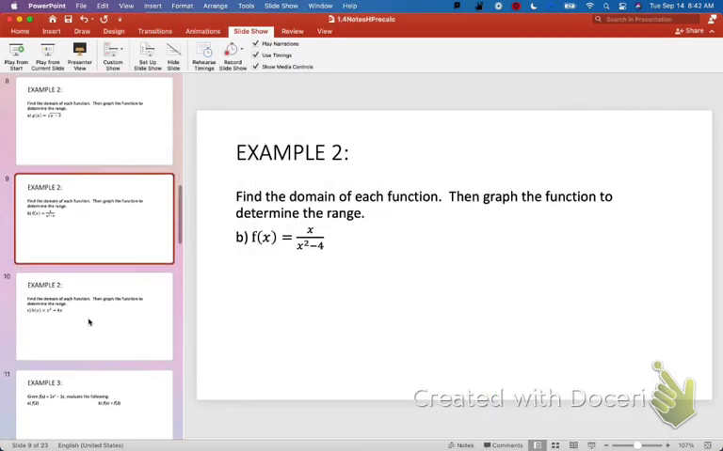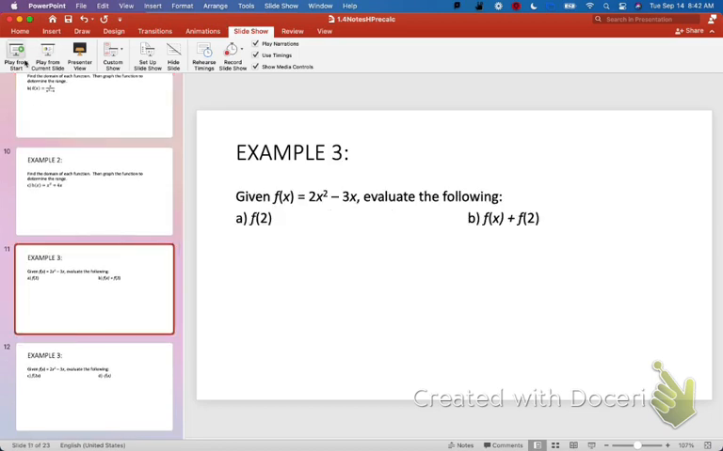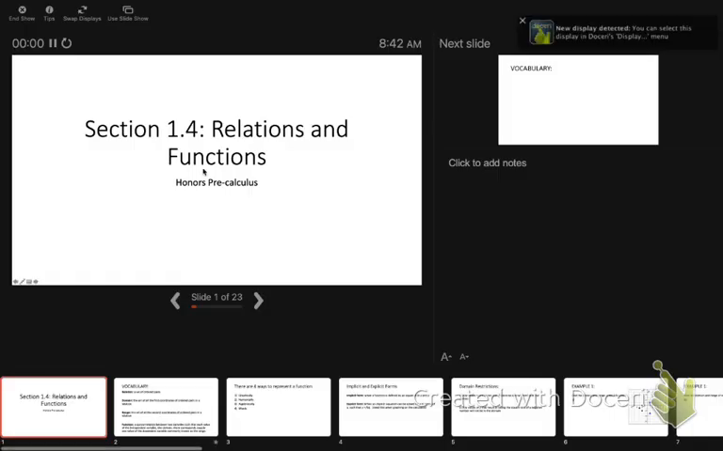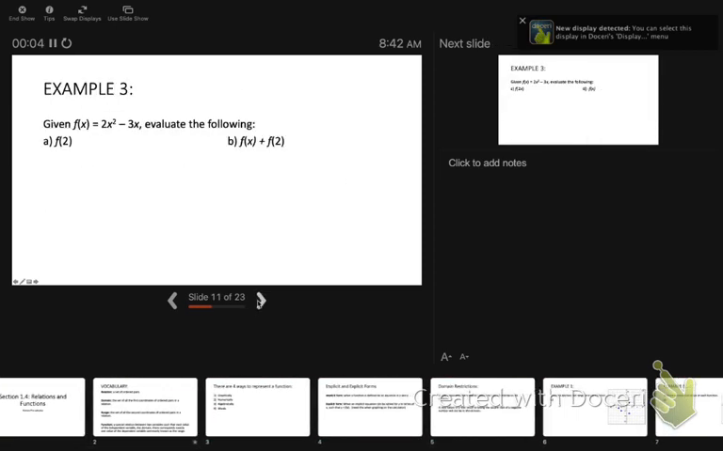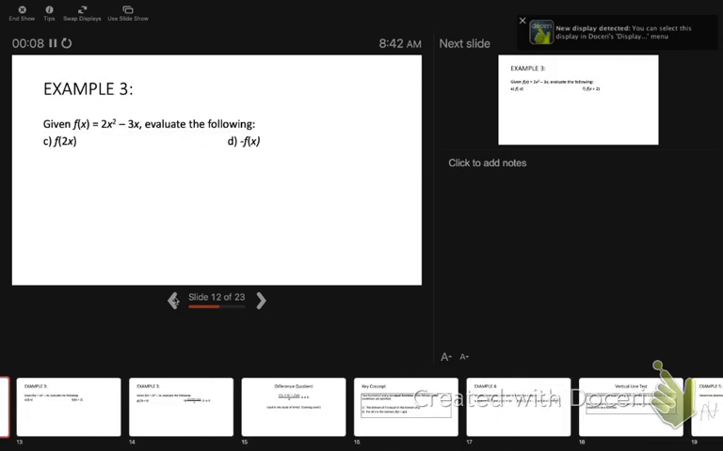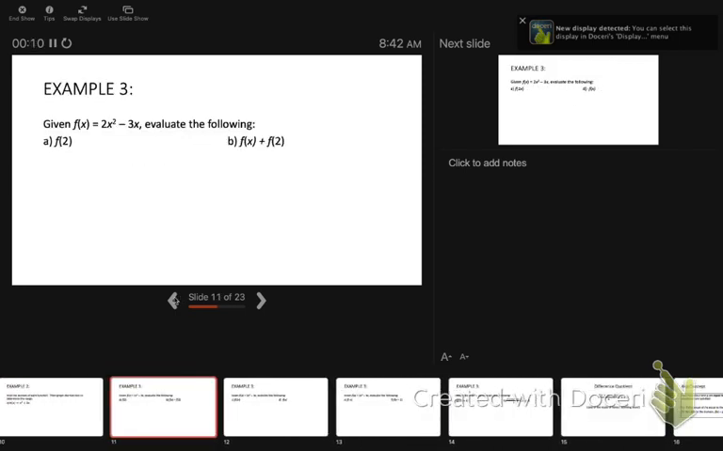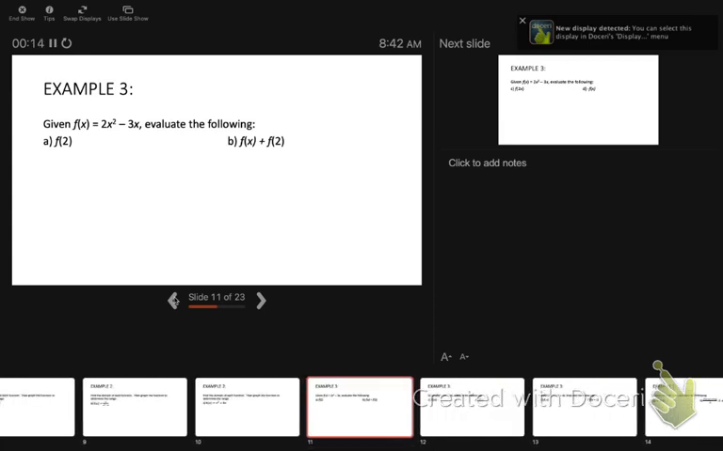All right, let's see. What else do we need to get through here? Let's go through some function notation quick before we get out of here. Given a function, can you guys evaluate the function in different ways? We're going to do a whole bunch of different function evaluations with the same function.